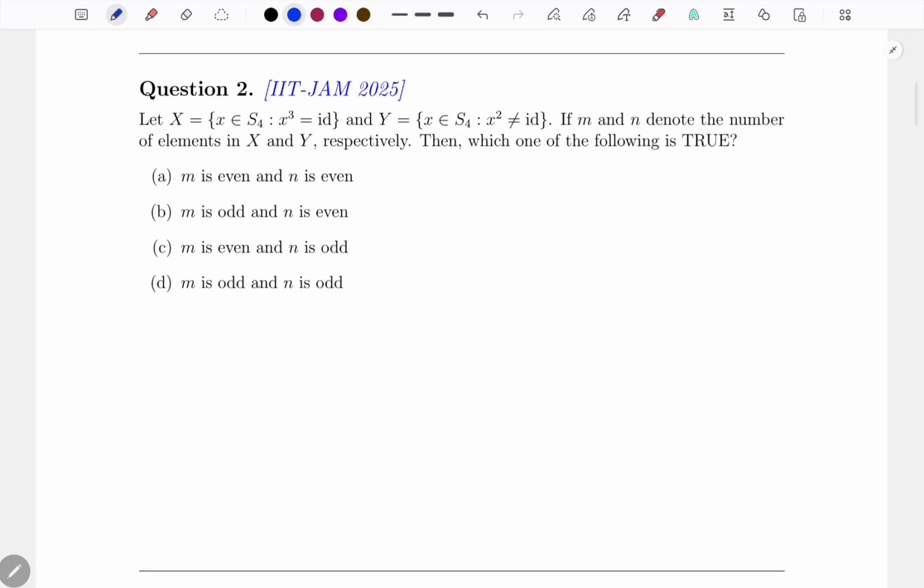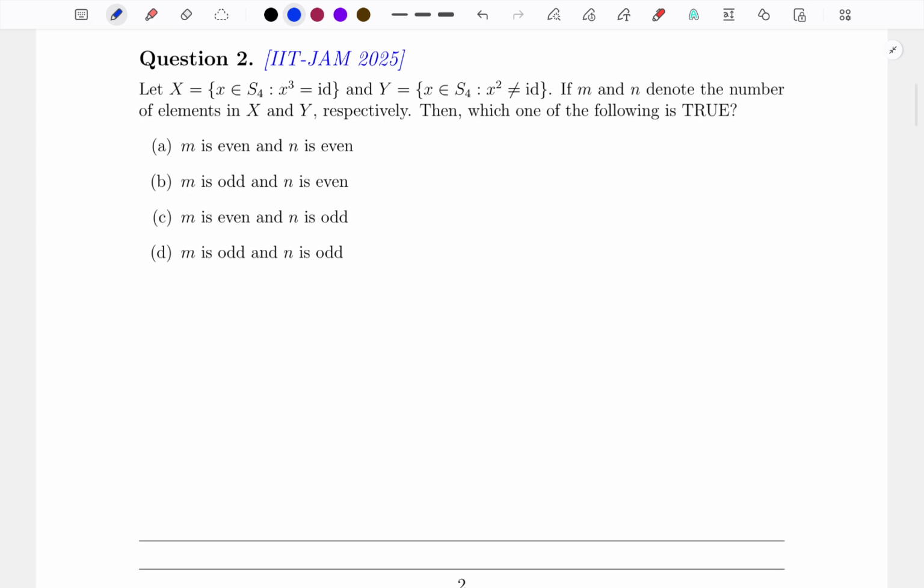Let us move on to the next problem. The next problem says that capital X is the collection of all elements in the symmetric group on 4 objects such that x cubed is equal to identity, and Y is the collection of all those elements in the symmetric group on 4 objects such that x squared is not equal to identity. If m and n denote the number of elements of X and Y respectively, then which of the following is true? M is even and n is odd. Okay, so they have asked about the parity of m and n.